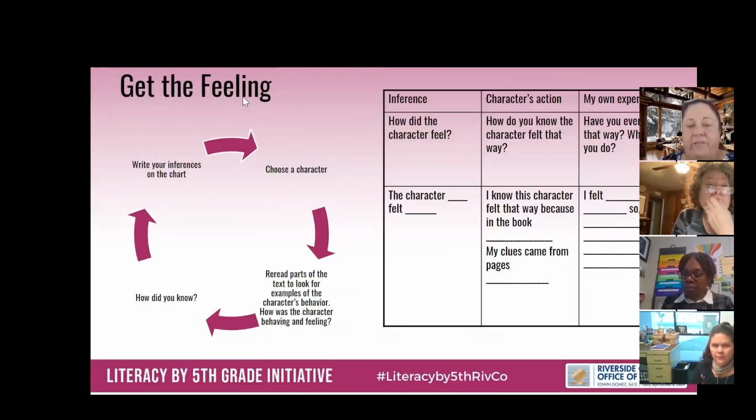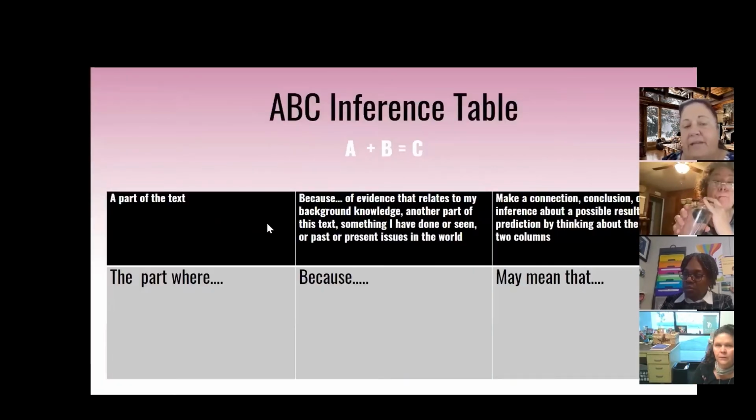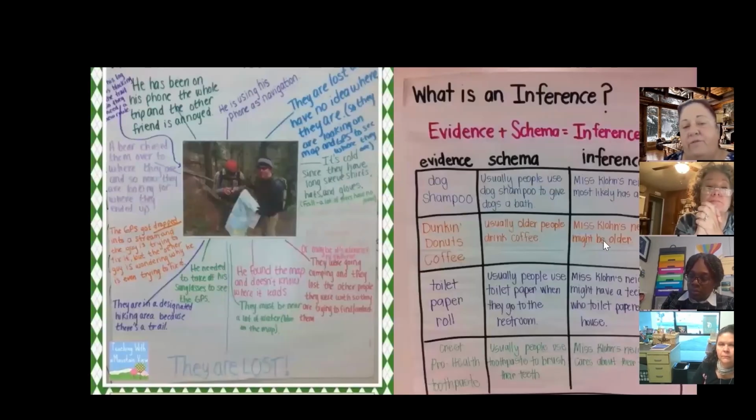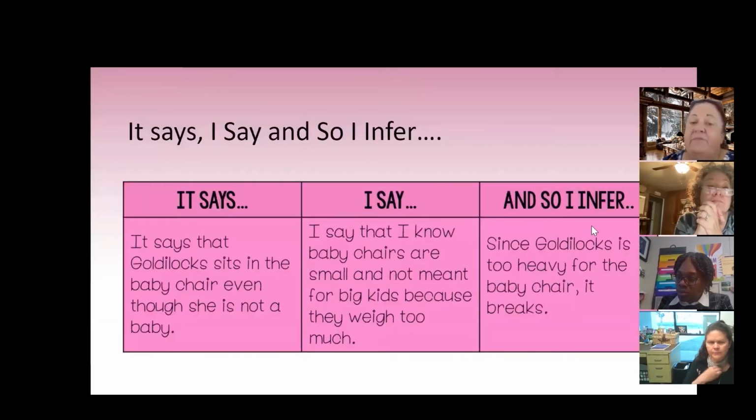Here's one for characters, which I really liked. What are some of the characters' actions? What are some of your experiences about that? And therefore, what can we infer about that character? We can do an ABC inference, part of the text, because of the evidence, and then make a connection or an inference. So there's just a few for you and some pictures that I found. Here's another one with a photo. Here's another one, evidence, schema, inference. So I really like that academic language on that one, so that's why I put that one in as well. And this is really cool too. It says in the text, I say from my prior knowledge, and so I infer.